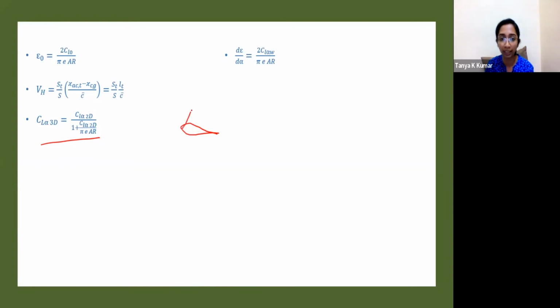So if it is finite length, so if it's like this, the airflow from below the surface of the wing and the upper surface of the wing, they interact at the boundary. And due to that, there are vortices generated. And so there will be effects. The CL alpha of the 2D airfoil will not be same as the 3D wing. So this is the equation that tells you how the CL alpha of the airfoil is related to the wing.